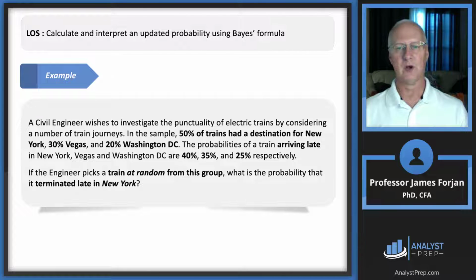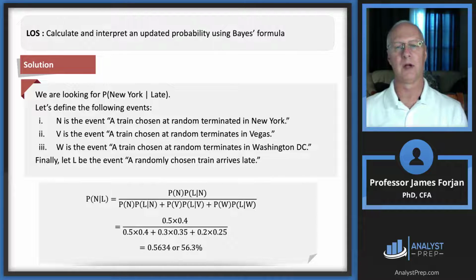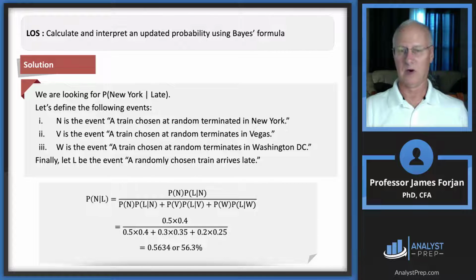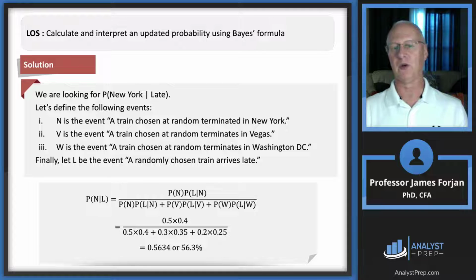So all we do is go back here and extract these probabilities. In the numerator, we're going to have 50% and 40%. And then in the denominator, in this Bayes formula, we're going to sum a couple of those probabilities. Of course, the numerator, 50% times 40%, and then the other two trains, 30 times 35 and 20 times 25. So we get a little more than half, right? 56%.